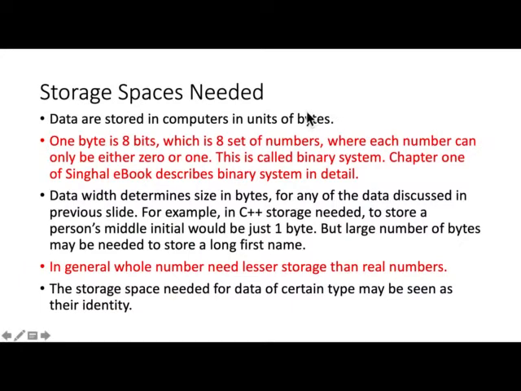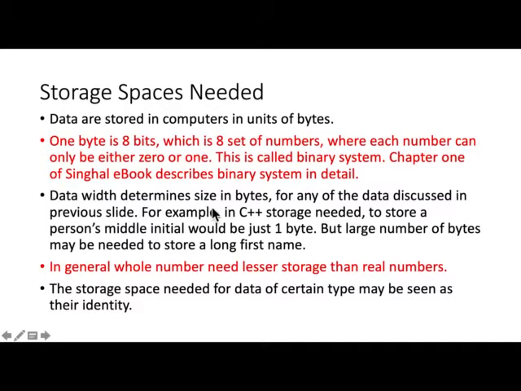Once we know what kind of data we're going to store, the computer will need to know the storage space needed. Data is stored in the computer in units of bytes. 1 byte is 8 bits, which is a set of 8 numbers, where each number can only be either 0 or 1. This is called the binary system, and chapter 1 of the Singhal book describes the binary system in detail. You can read it there.